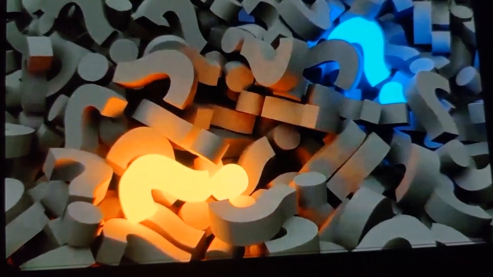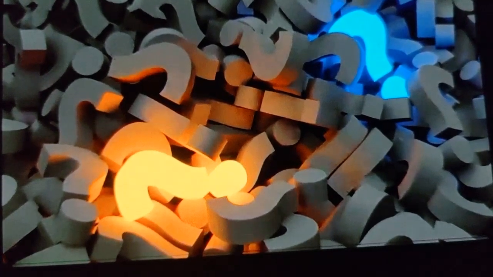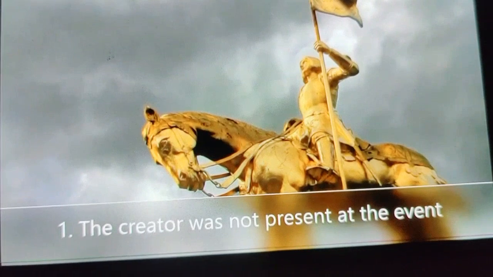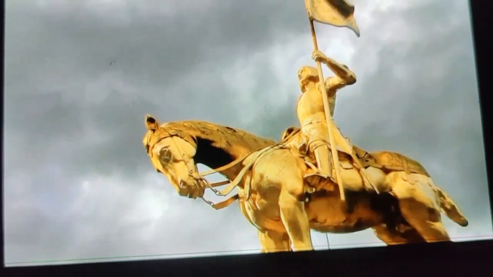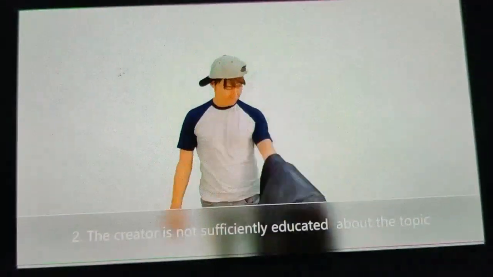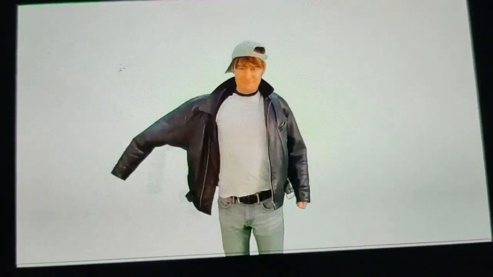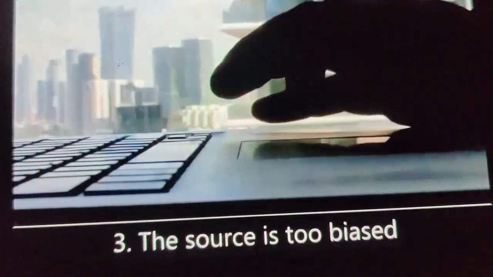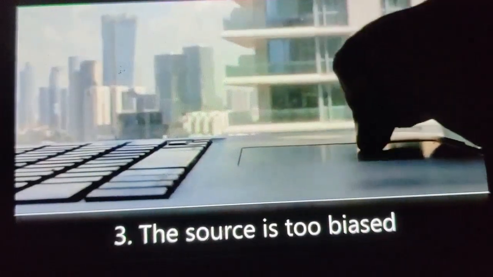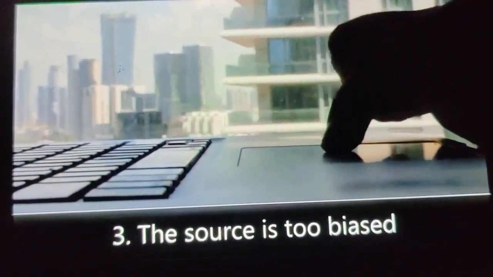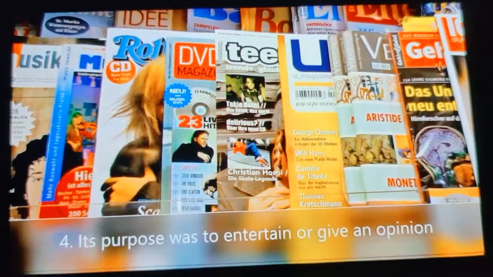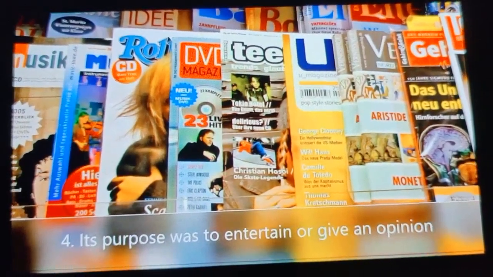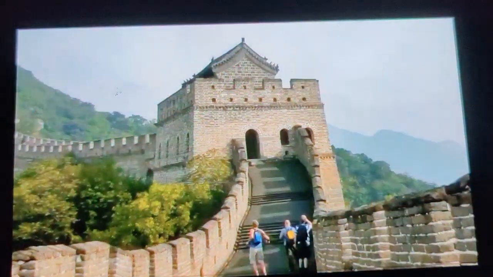Based upon what you have discovered in your analysis of the source, you can raise doubts about the reliability of a source based upon any of the following. Firstly, that the creator of the source was not present at the time of the event. For example, they are writing hundreds of years after it occurred. Or that the creator of the source is not sufficiently educated enough about the topic. For example, they have no formal education in history. Alternatively, you have discovered so much biased language in the source that you believe it undermines its credibility. For example, an online blog post. Finally, it is clear that the purpose of the source was to entertain rather than simply give an opinion or focus on the facts about the topic.